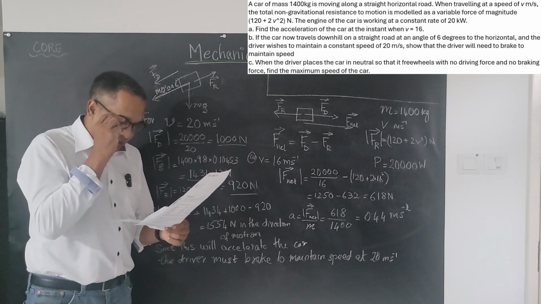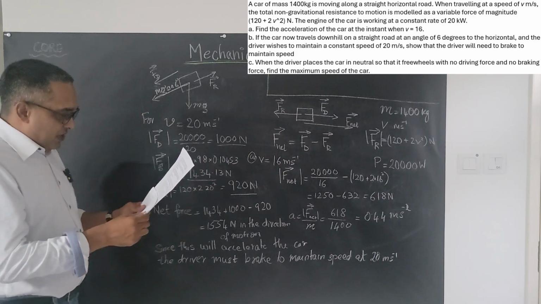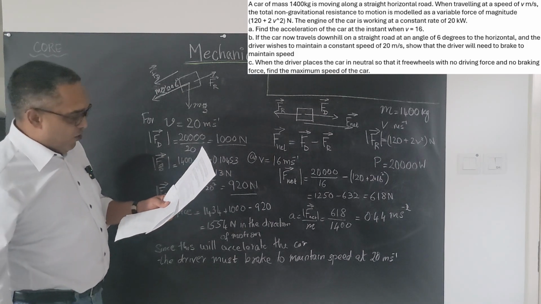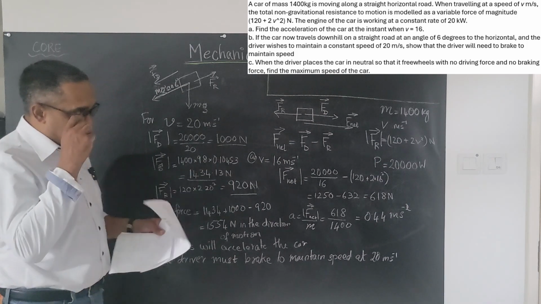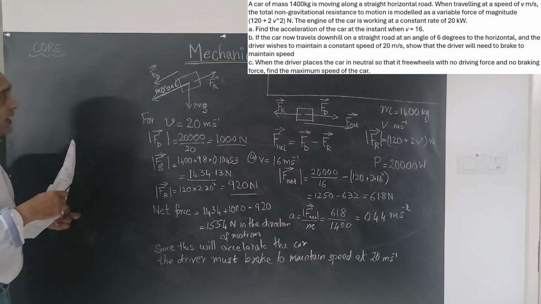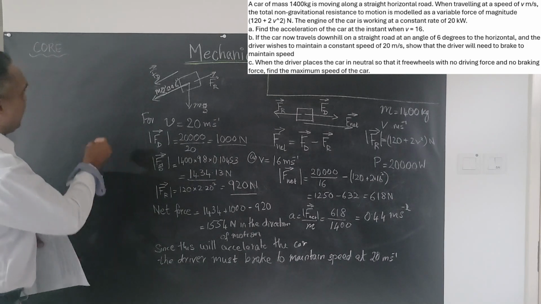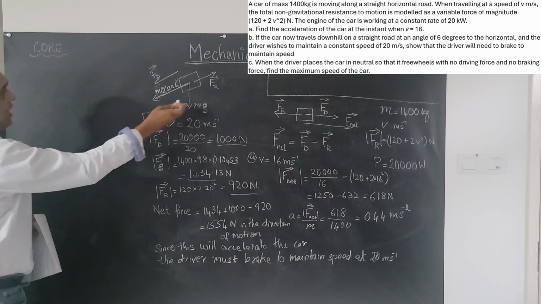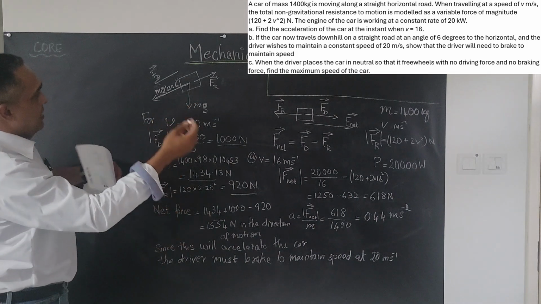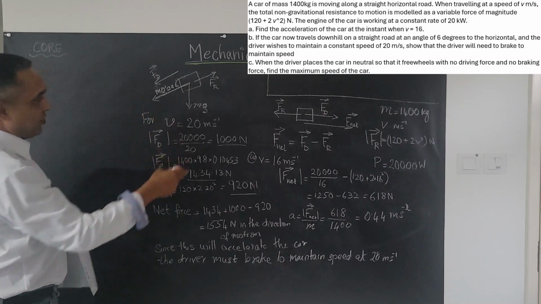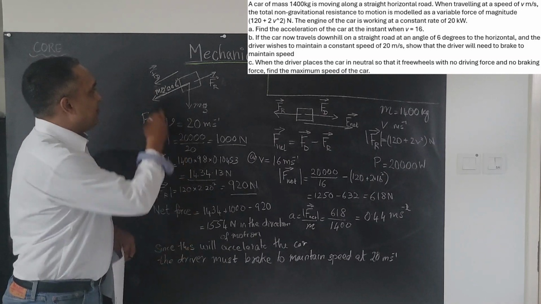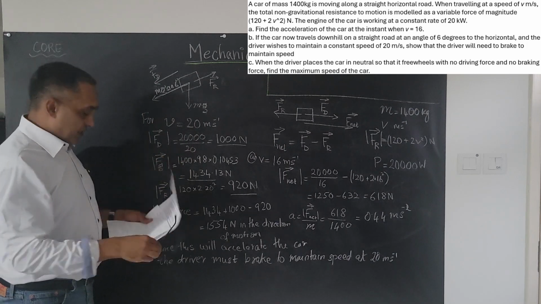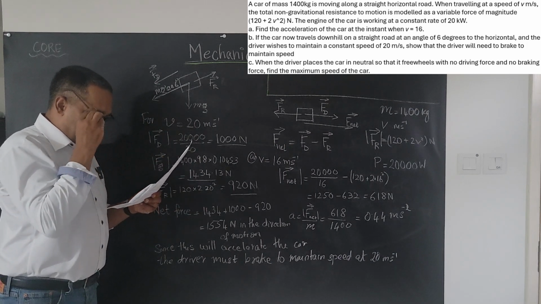Okay, that's important. Let's go to the last part of this question. When the driver places the car in neutral so that it freewheels with no driving force and no braking force, find the max torque, similar to the previous problem. So again, we will come back to part 3 of this problem and say, okay, what's going on here? Same effect of this. It's free, but there is no power of the engine. Neutral with freewheeling means there is no driving force here. So what is going on? The resistive force continues.